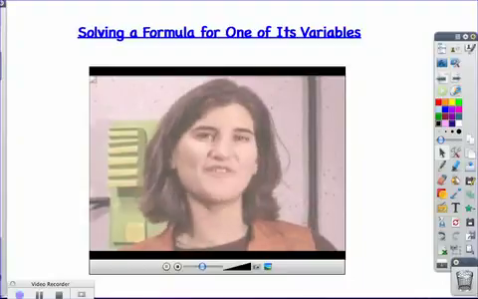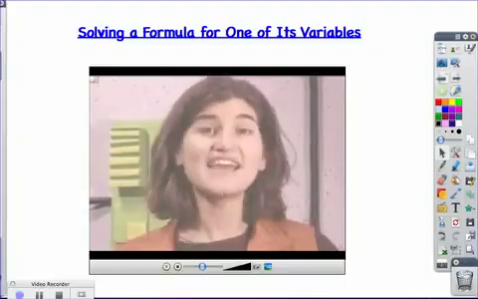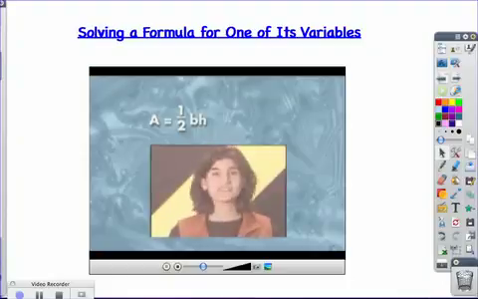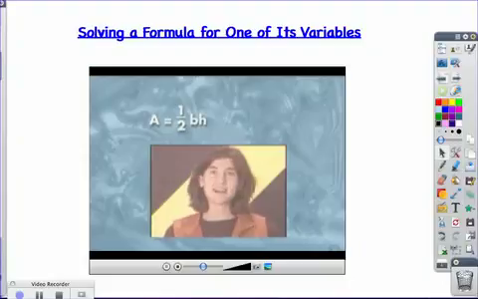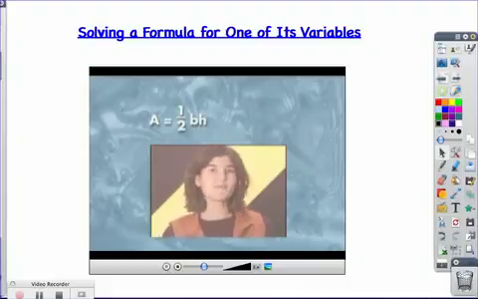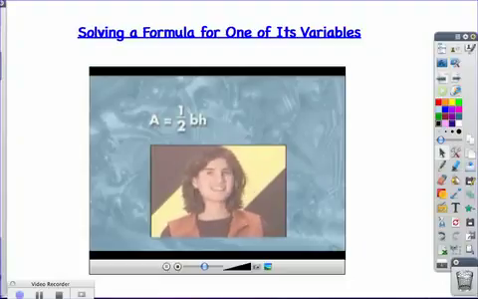First, we multiplied both sides of the equation by 2. And second, we divided both sides by the base. Let's begin. To solve this formula for h, we'll have to get rid of the 1/2 and the b on the right side of the equation. To eliminate the 1/2, we can multiply both sides of the equation by the reciprocal of 1/2, or 2. There's that first step again. Simplifying on the left, 2 times A is 2A. And on the right side, 1/2 times 2 is 1, leaving us with bh.